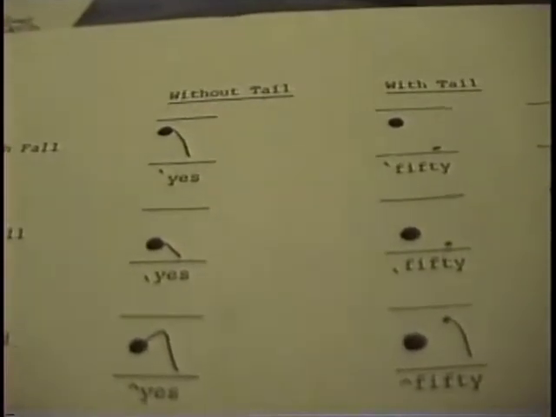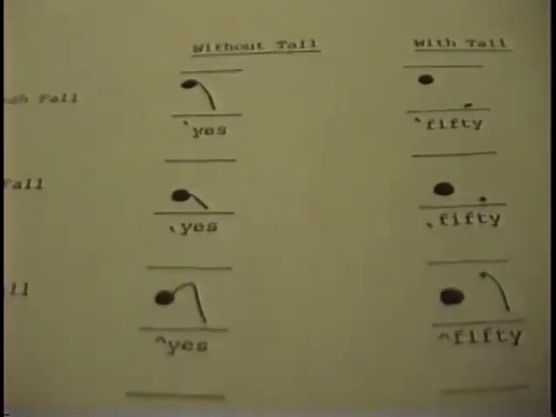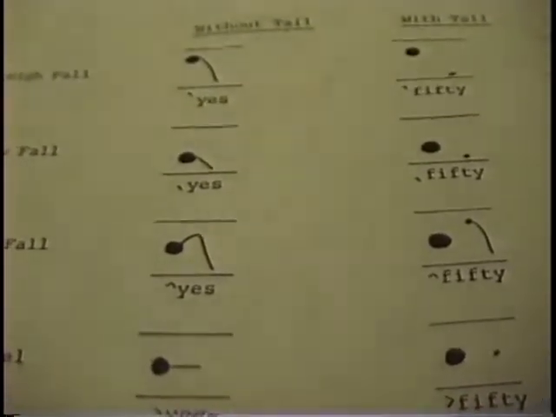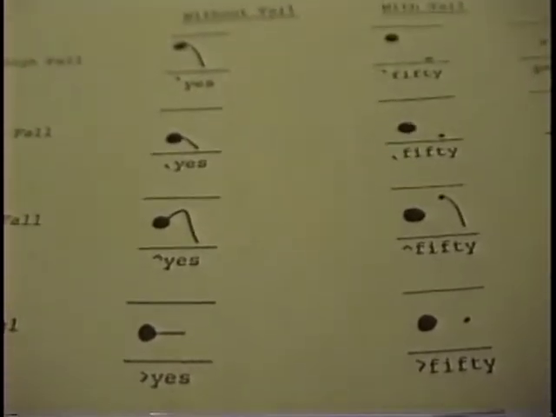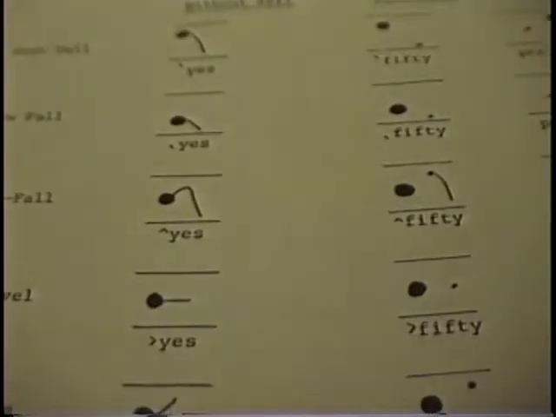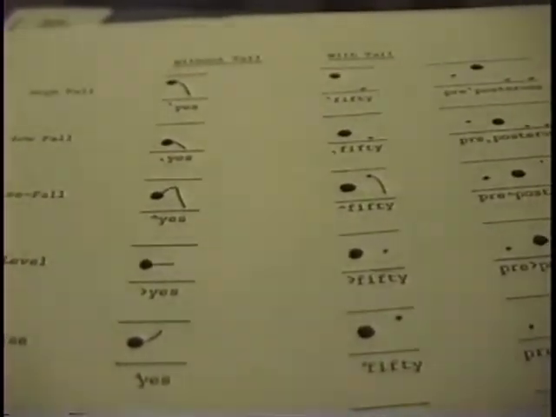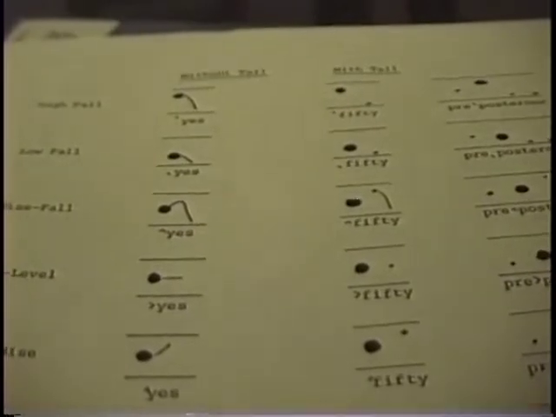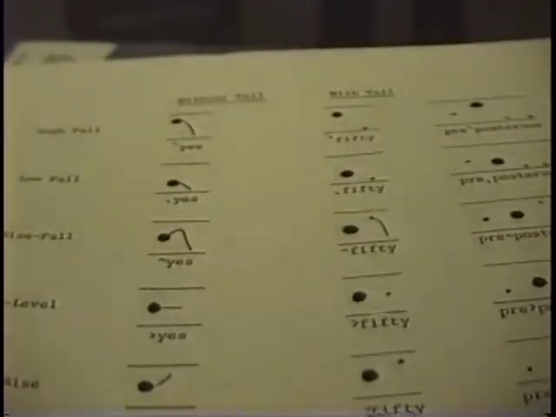So first of all, with a high fall, yes, yes, yes. You try it. Yes, yes, yes. Now a low fall, yes, yes, yes. Notice that the high fall starts high, the low fall starts not so high. They both go down to the bottom. Let's get the difference. High fall, yes. Low fall, yes.